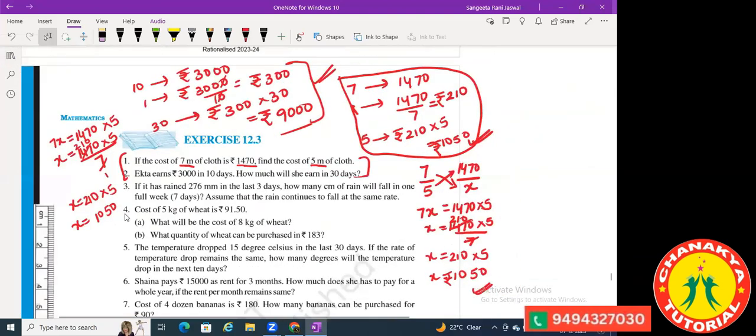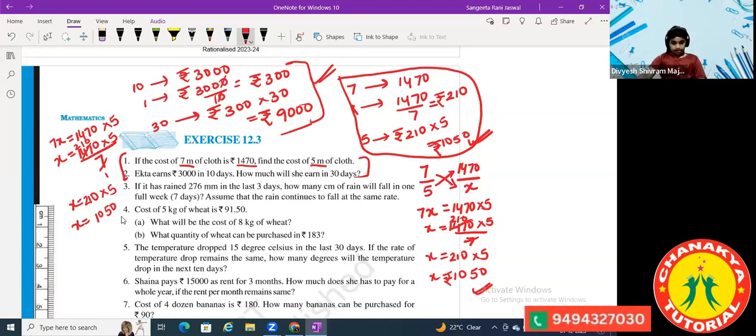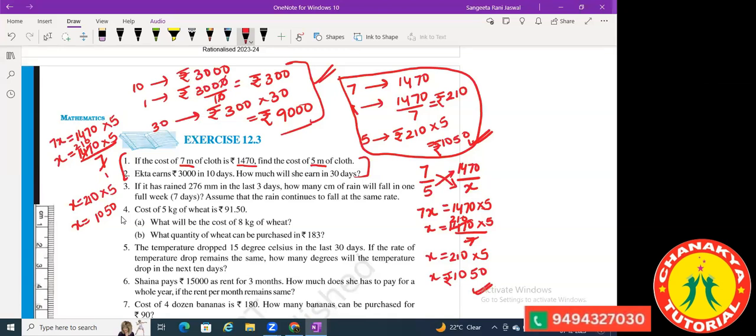See this question number. I'll show you. Okay, let's do this question. Question number 4, A part. Can you all see the screen? Cost of 5 kg of wheat is given. What will be the cost of 8 kg of wheat?